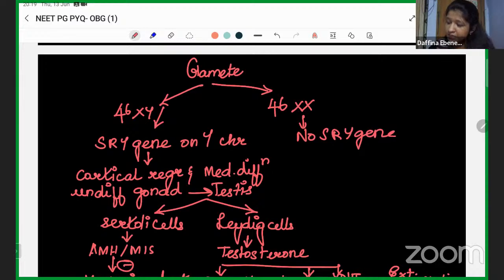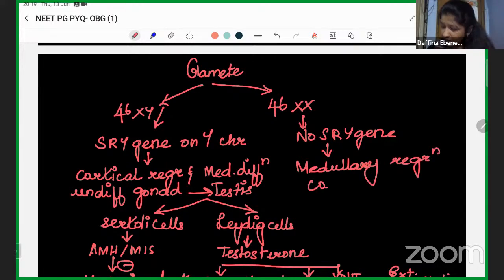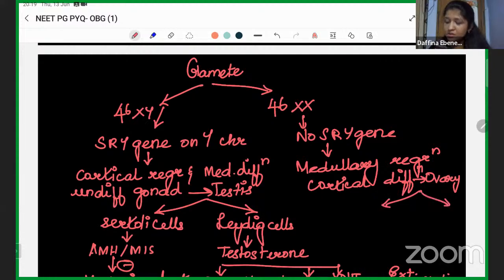Okay. When there is no SRY gene, what happens is there is medullary regression and cortical differentiation. That will lead to the differentiation of the undifferentiated gonad into the ovary. Okay, so in an ovary there is no Sertoli cell, there is no Leydig cell, so there's going to be no anti-Mullerian hormone.